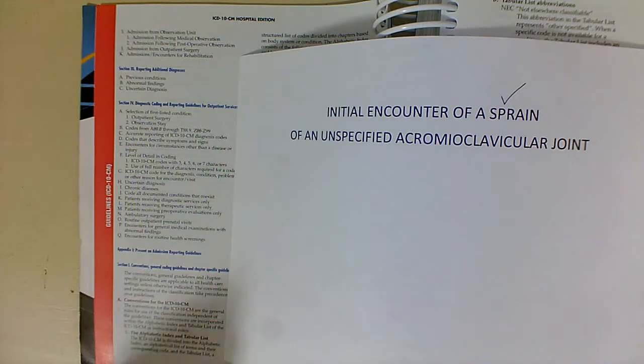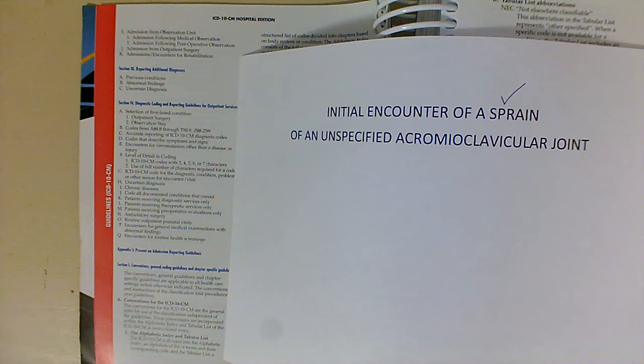So I want to code first. I want to do a step-by-step coding to help you see how to find that 7th character extension. So we're going to code an initial encounter of a sprain of an unspecified acromioclavicular joint. So following those 8 steps to accurate coding, and you can find those in your textbook, and you can also find them in your student materials folder where you can print them off and have them near.